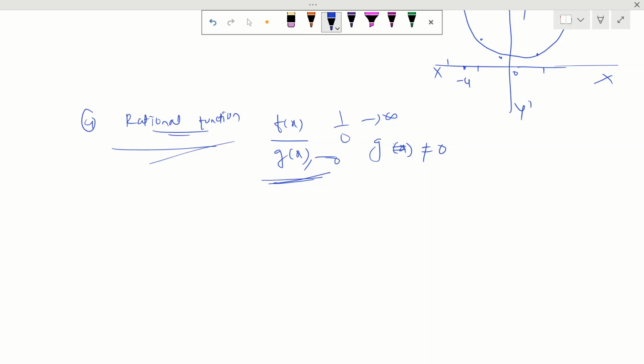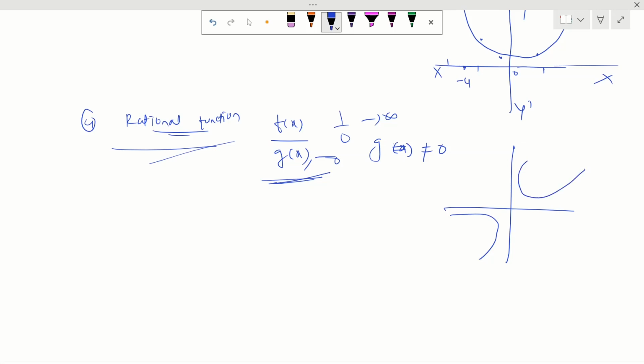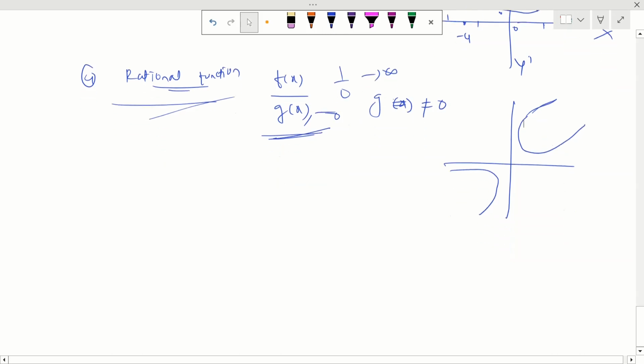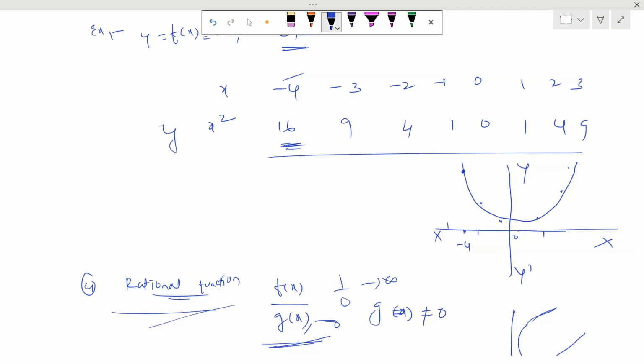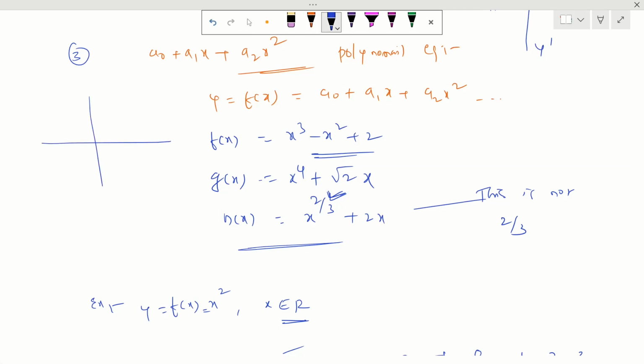Then another function is the modulus function. In rational functions, we will get a graph like this. And what about polynomial functions? In polynomial functions, we will get a graph like this. So for any relation given, the graph will be obtained like this.